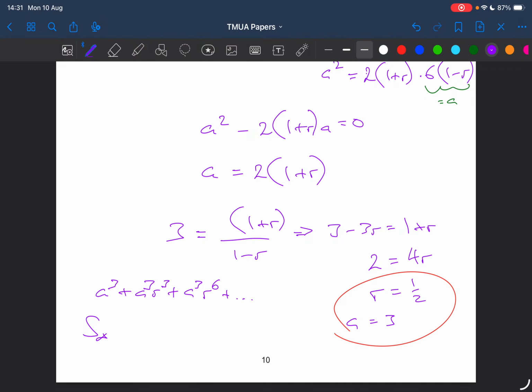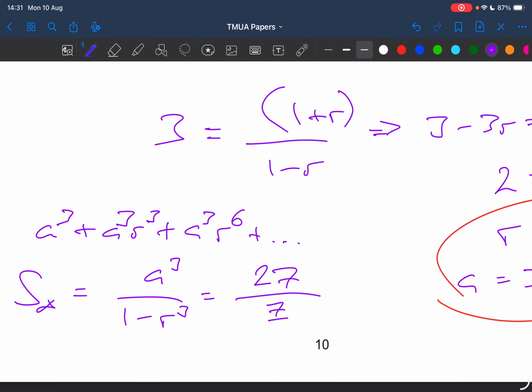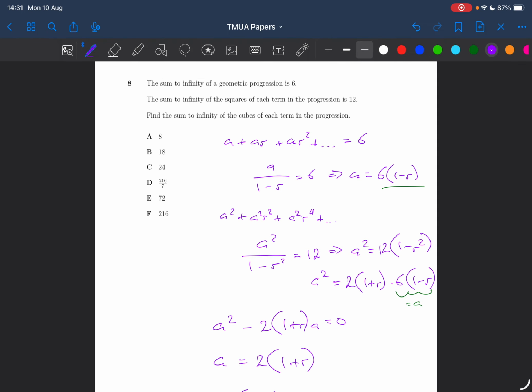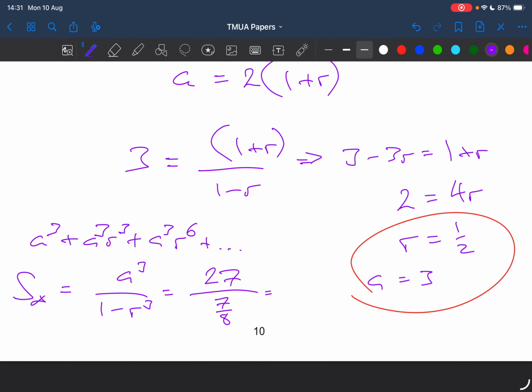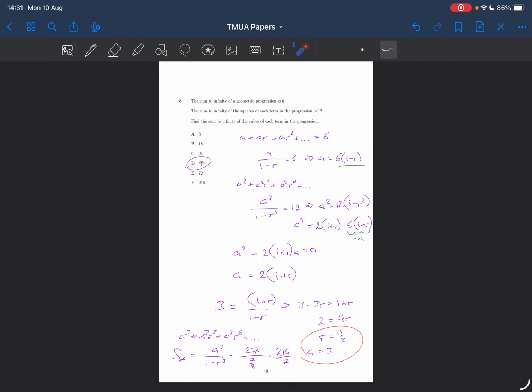So our sum to infinity of that, the first term, a cubed, and we change by r cubed every time. So altogether, 3 cubed, 27, and then it's going to be 1 minus r cubed. R is a half, cube that is an eighth. So altogether, it's going to be 7 over 8. And thinking about this then, it's going to be something over 7. Is that just the only one over 7? Yeah, 216 over 7. Yeah, 8 times 27 is 216. They'll often do that just to make your life a little bit easier. But I still would double check. But yeah, D is the right one.